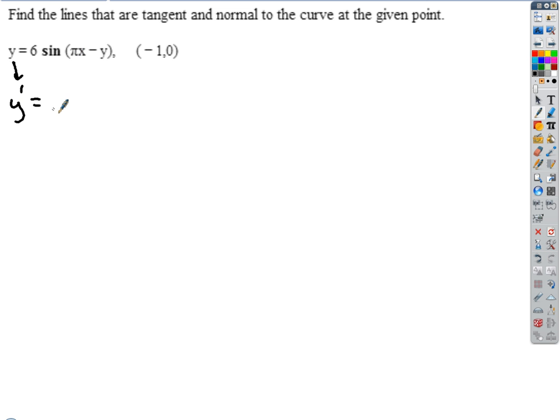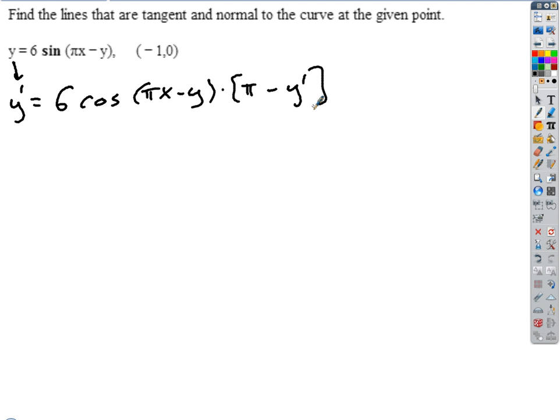What about this side? Okay, so the 6 is just constant. We can leave that. We've got a sine function, don't we? So we get 6 cosine of pi x minus y, times pi. Okay, good. So then if we multiply by the derivative of what's inside, the first term, the derivative is just pi. Good. Minus y prime. Okay, so that's it.